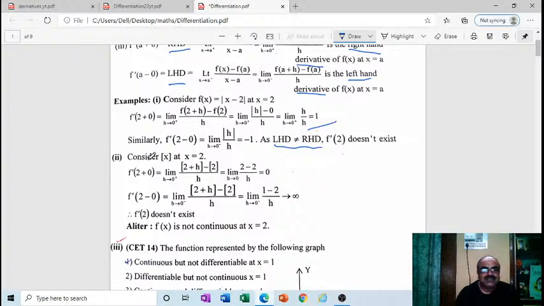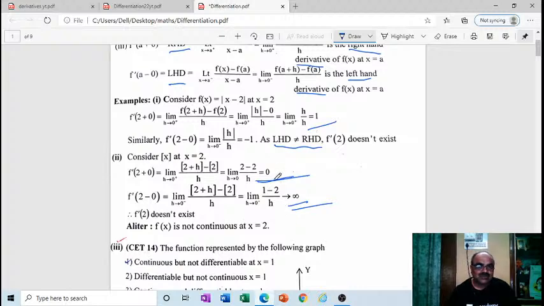Let's see one more example, friends. Consider the function at x equal to 2. f dash of 2 plus 0, limit h tends to 0, 2 plus h minus 2 by h. Limit h tends to 0, 2 minus 2 by h is 0. And at the same time, f dash of 2 minus 0, this is for LHD, limit h tends to 0 minus, that is 2 plus h minus 2 by h. Limit h tends to 0, 1 minus 2 by h, which is infinity.